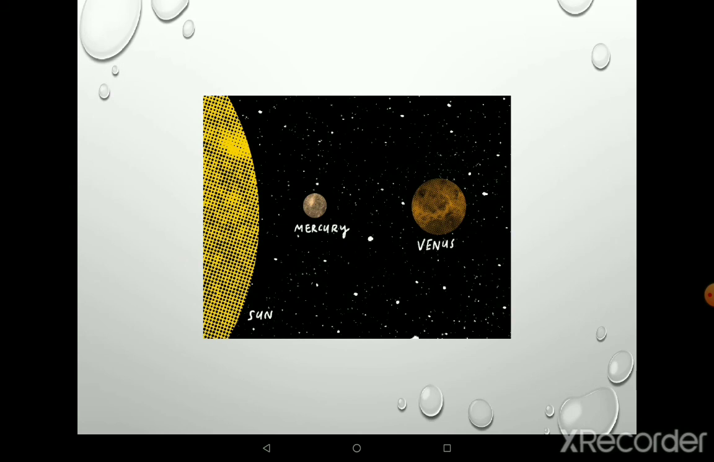Mercury and Venus, which planet is closest to the sun? You can see in the picture it is Mercury, but Venus is the hottest planet and not Mercury, even though it is very close to the sun. Why? Because the atmosphere of Venus traps the sun's heat.